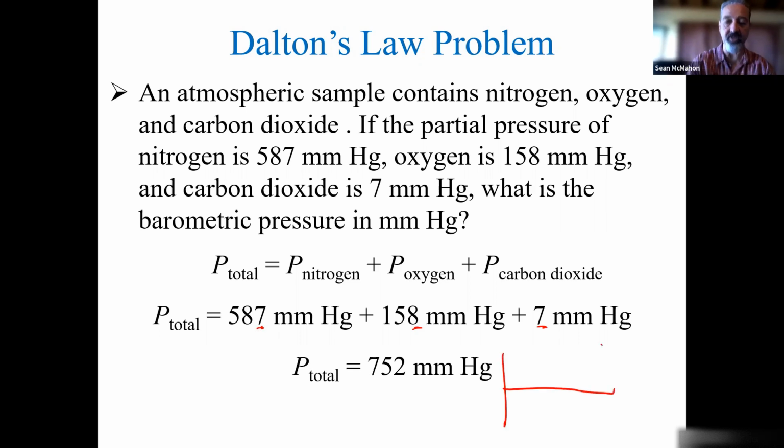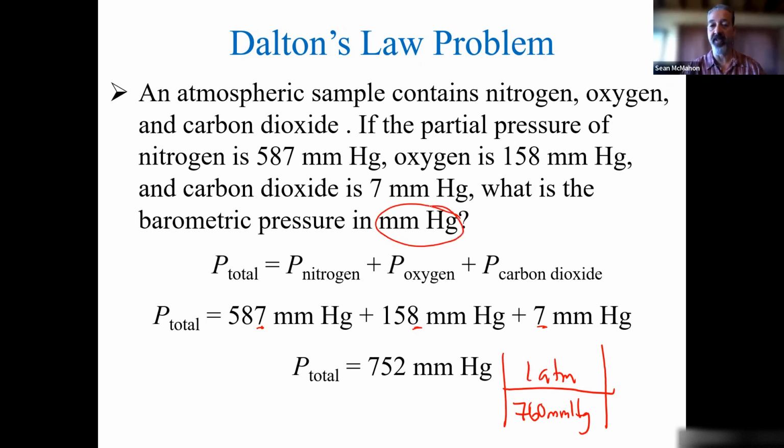Sure, you could easily change that to atmospheres. There's 760 millimeters of mercury for 1 atm, and you could do it that way if it asked. It didn't really ask that. It just said, what is the barometric pressure in millimeters of mercury? So you're done.